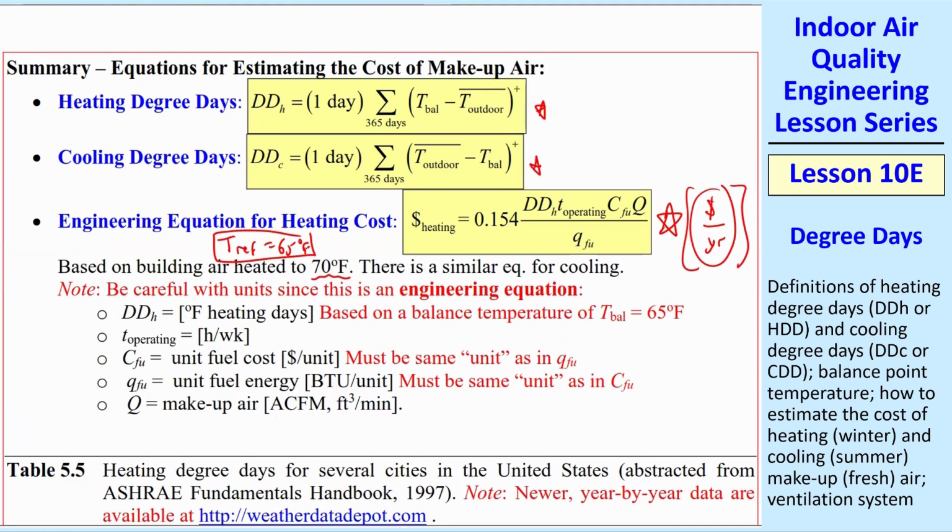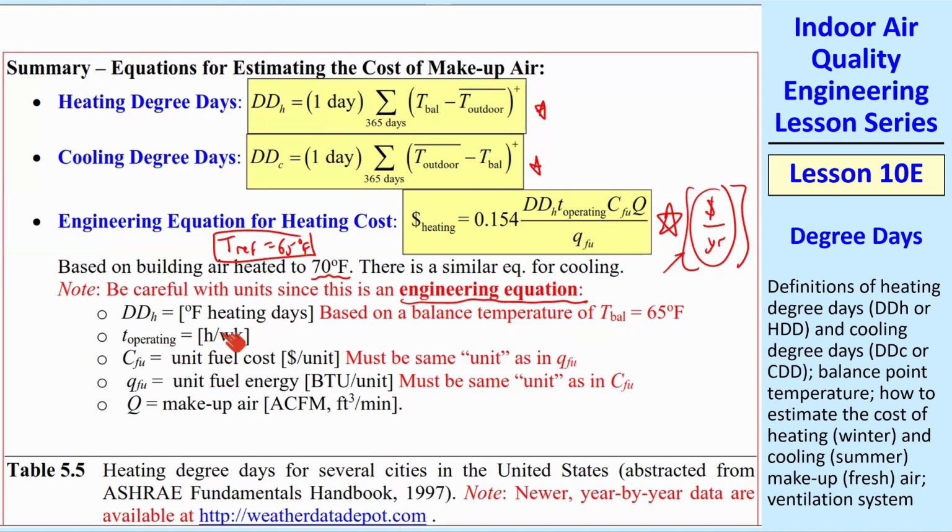This is one of these engineering equations, which I'm not a big fan of. You have to put everything in the correct units, and then you don't worry about units. You get your answer in dollars per year. DDH is degree F heating days based on a T-bal 65. So that's how this equation, this constant especially, is derived.